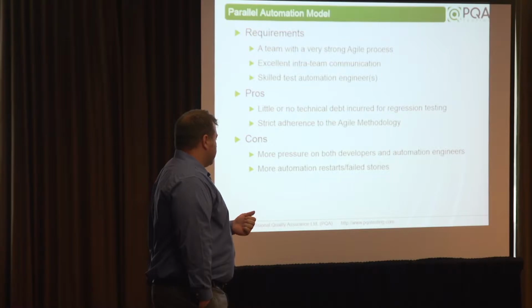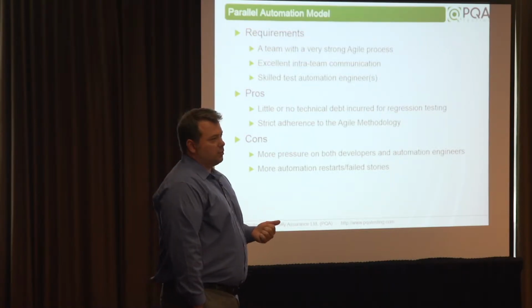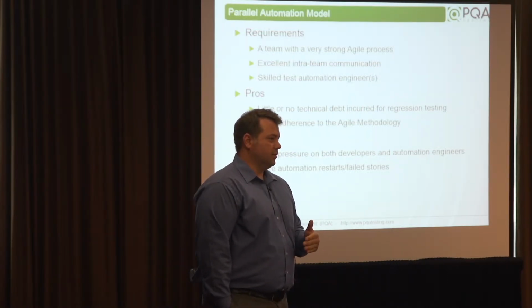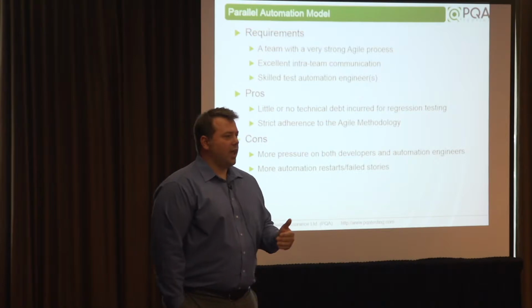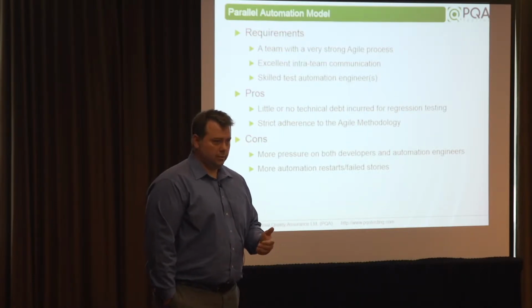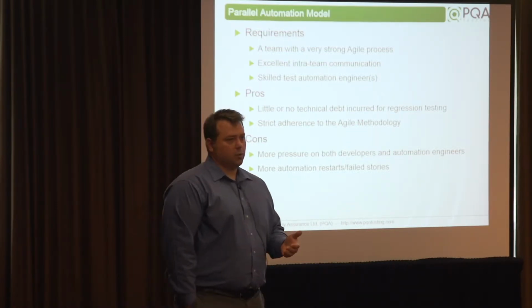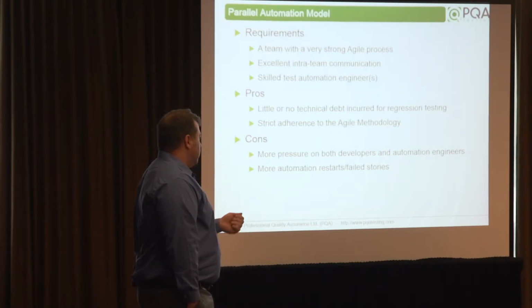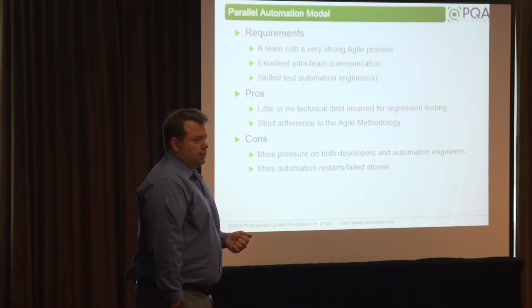The disadvantages or the challenges are that it puts a tremendous amount of pressure on both developers and automation engineers to be in sync on exactly what's delivered. The manual team can adjust for slight variations more quickly than the automation team can, because the automation team will have to deal with code change in order to make their automation work with what's delivered. And invariably, you're going to fail more often in that regard.